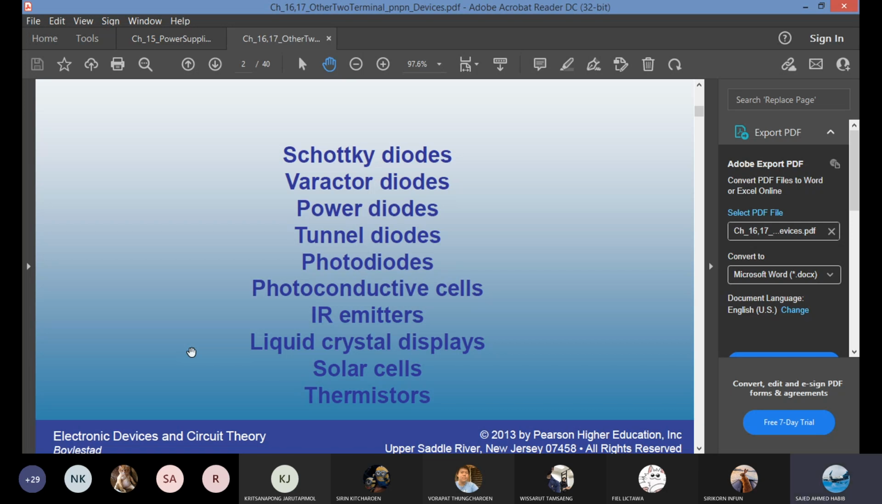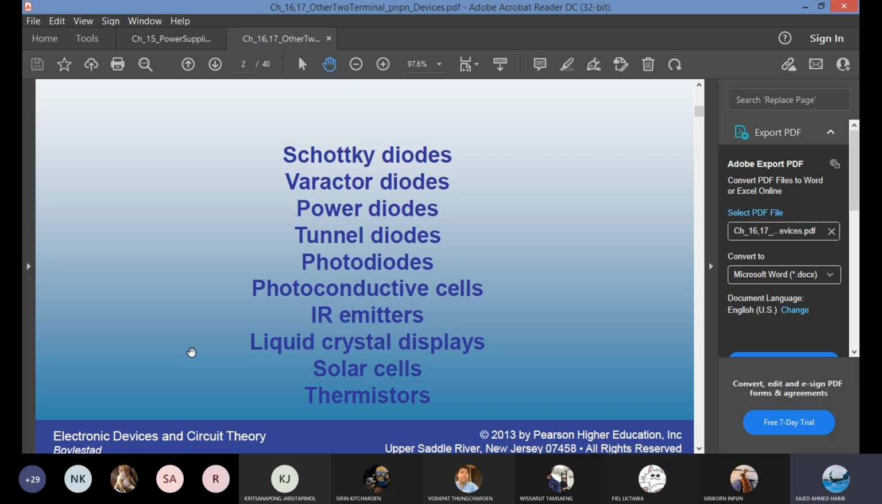That's why we need to study a bit about these. The last two chapters are a lot about memorizing, more descriptive, not too much mathematical. In addition, some of these two-terminal devices were constructed using manufacturing techniques different from what people do for regular diodes. A photoconductive cell is a two-terminal device which has a different construction. LCD and thermistor are different.